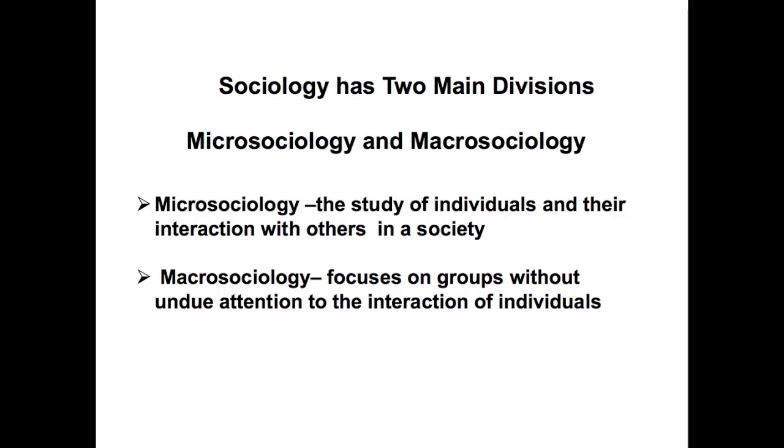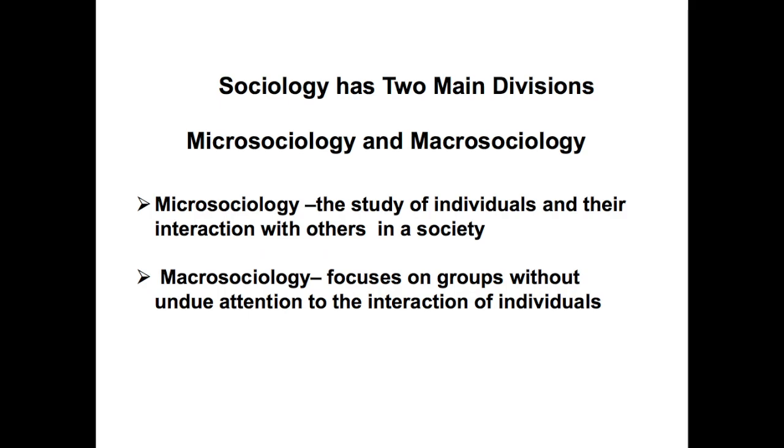This is a matter that's very often mentioned in the textbooks: micro-sociology and macro-sociology. Micro-sociology is the study of individuals and their interaction with others in society. It's very close to psychology. Macro-sociology, on the other hand, looks at groups without undue attention to the interaction of individuals.